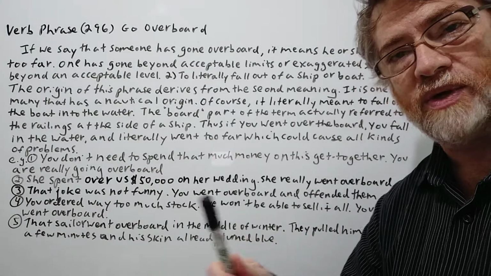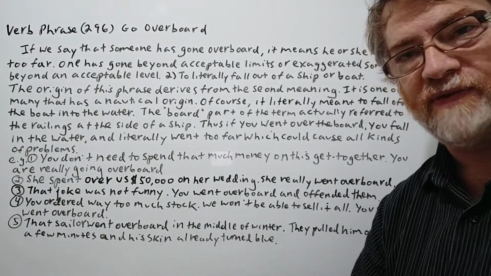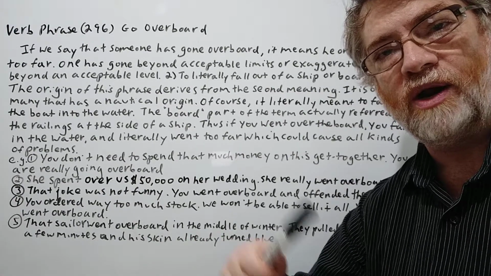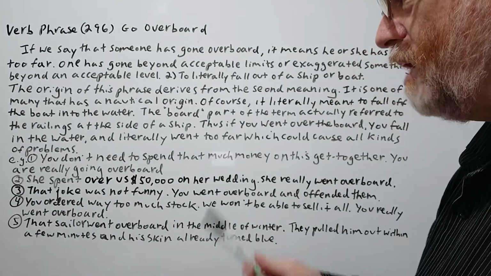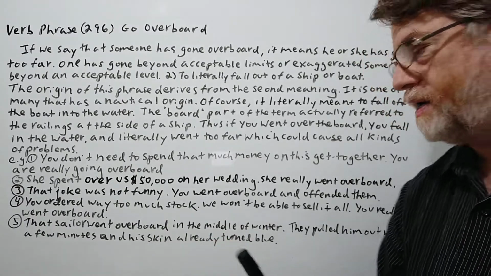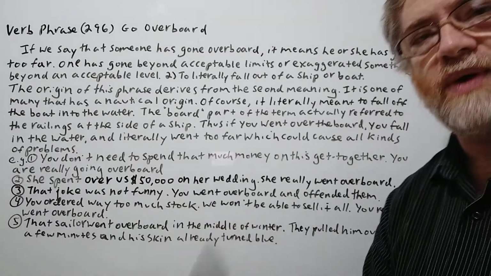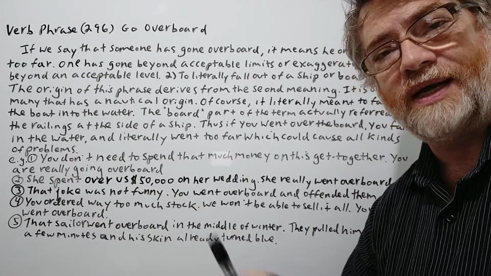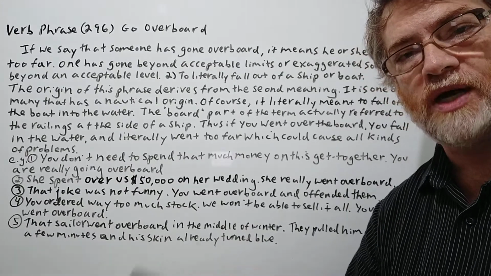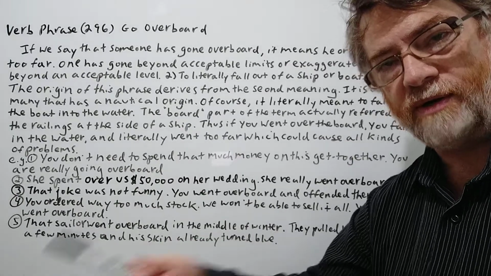Maybe you thought that was funny, but there's kind of limits to what you can do and still be funny. In this case, you went too far. You went overboard. Okay. Number 4, you ordered way too much stock. We won't be able to sell at all. You really went overboard. So this could be a seller or a vendor or a company. Maybe they ordered too much. Now they will be overstocked. You went overboard with the order.